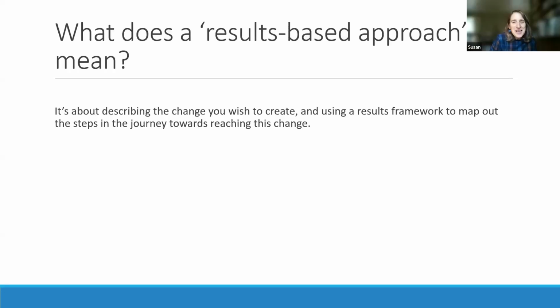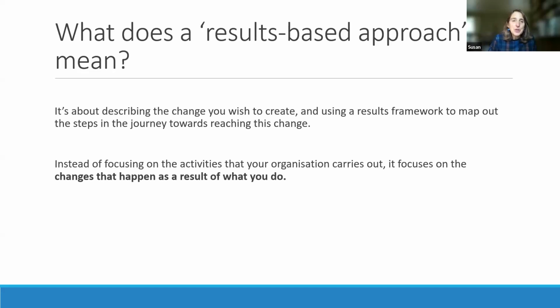So what do we mean when we say a results-based approach? Basically, it's very simple. It's about describing the change you wish to create. And the results framework is just the map where you show the journey that you need to reach this change, showing each step. And instead of focusing on the activities that your organization carries out, which was the traditional way people used to apply for funding, where they'd say, we want funding so that we can carry out this activity and that activity.